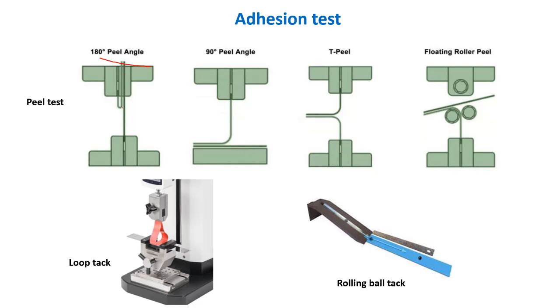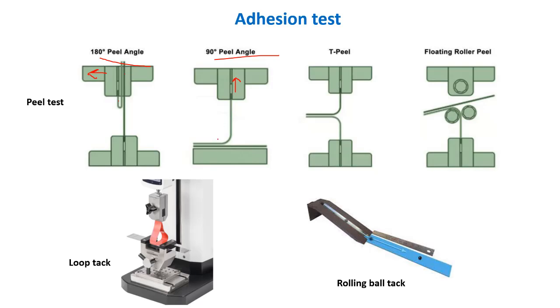Here, this will be moved in this direction, and then we can check the peel from here, like on the application of how much force the peel will start to happen. Then 90-degree peel angle. So here it is moving in this direction, and we can check at what force the peel is starting.